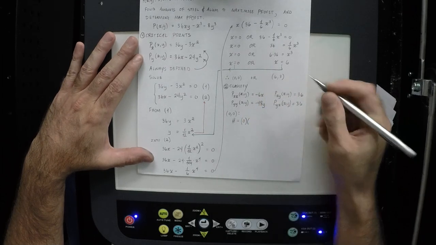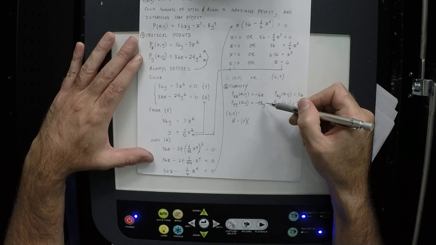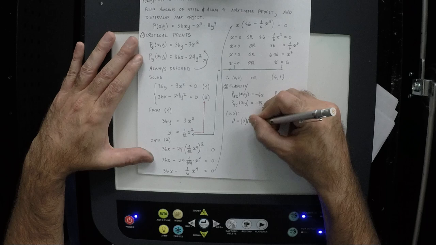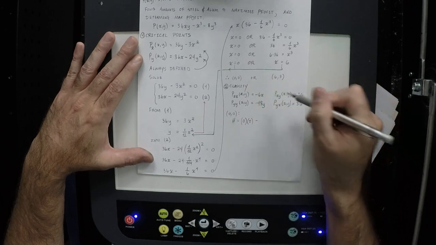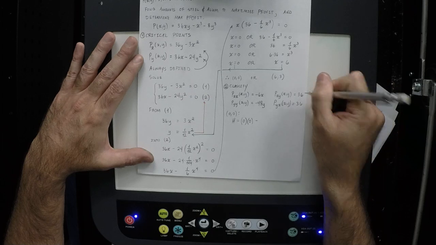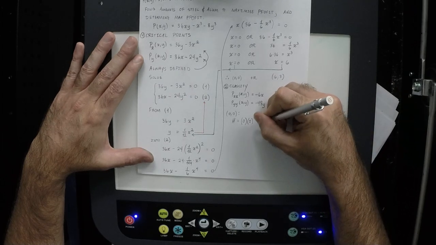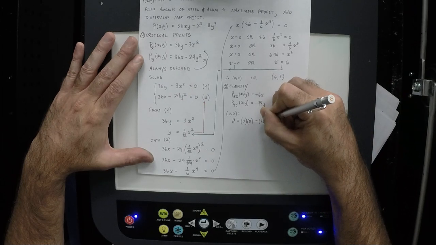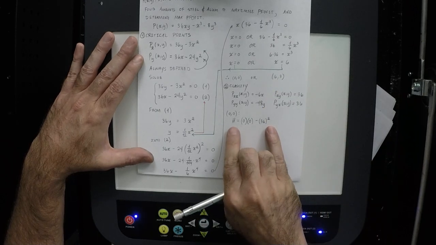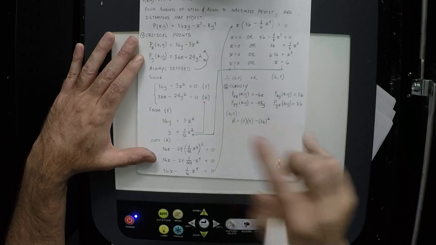And then, not that it matters, what is yy evaluated at 0, 0? Also 0. And then what is xy evaluated at 0, 0? 36. And we're going to square that. So what's the only thing that's relevant about this h? It's negative.